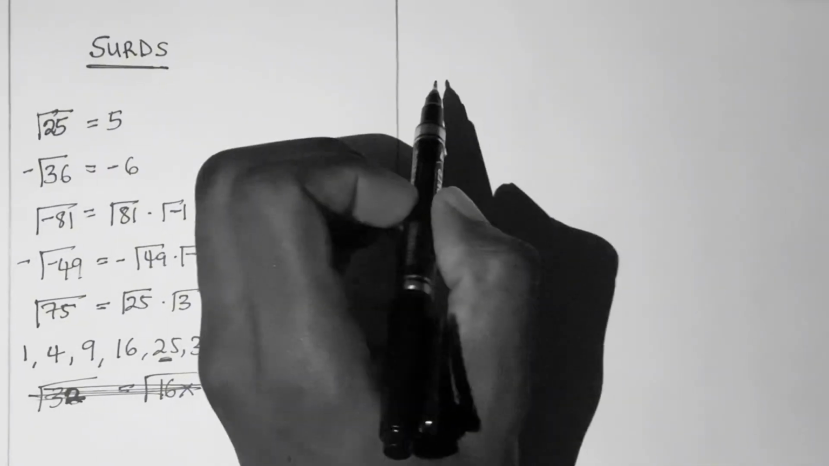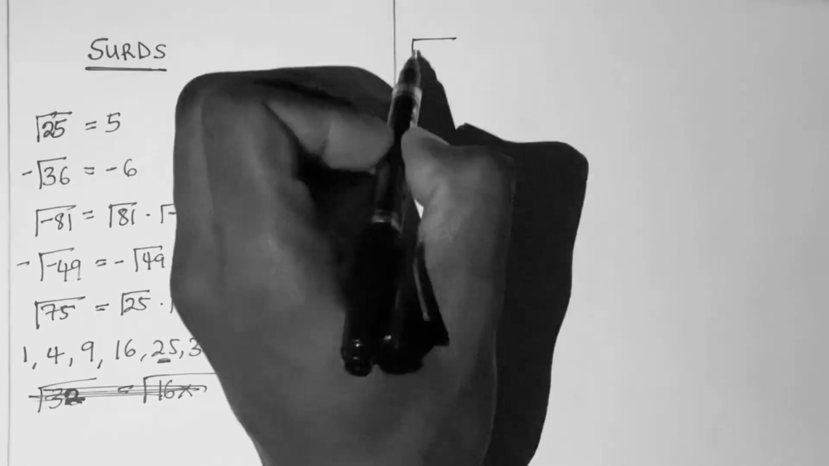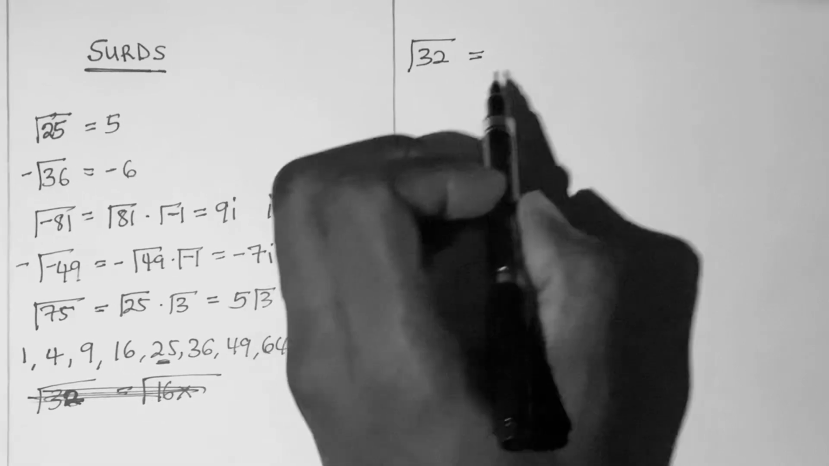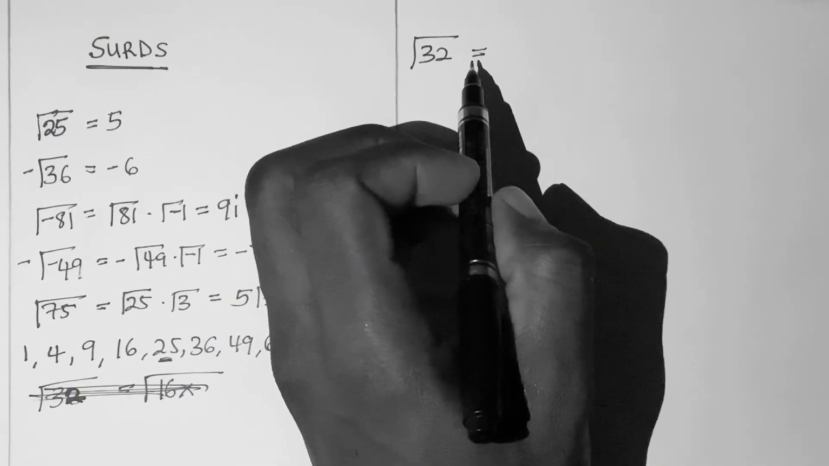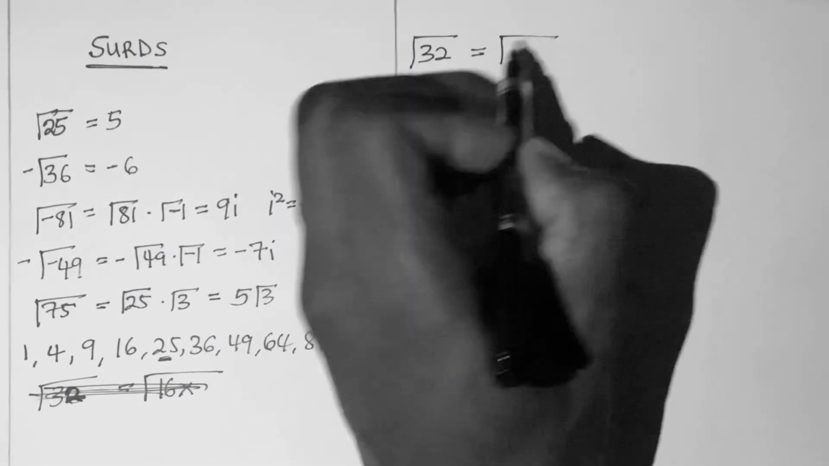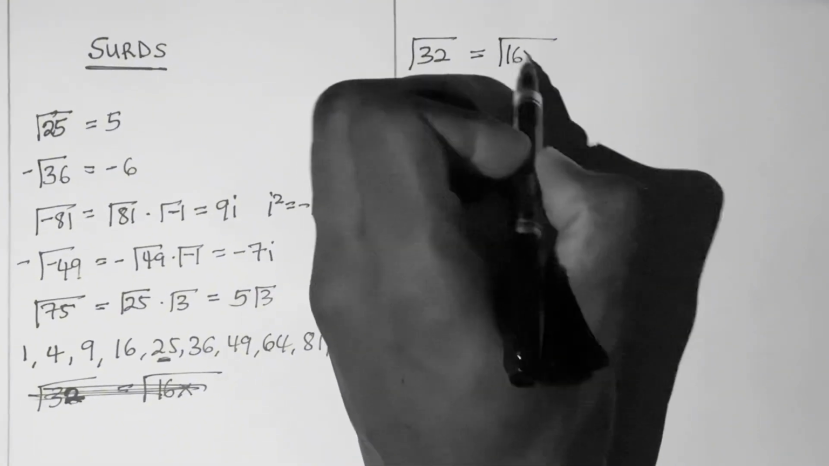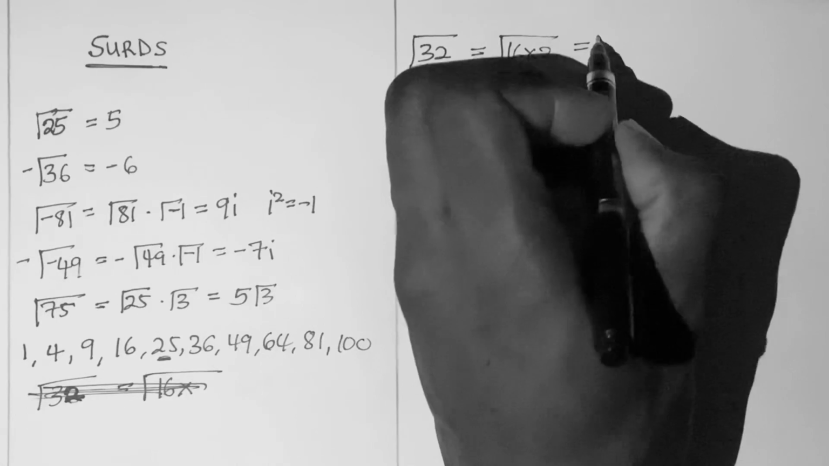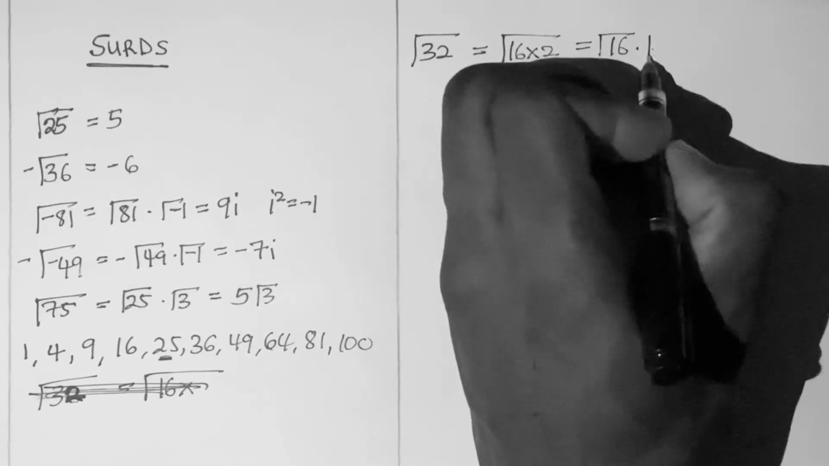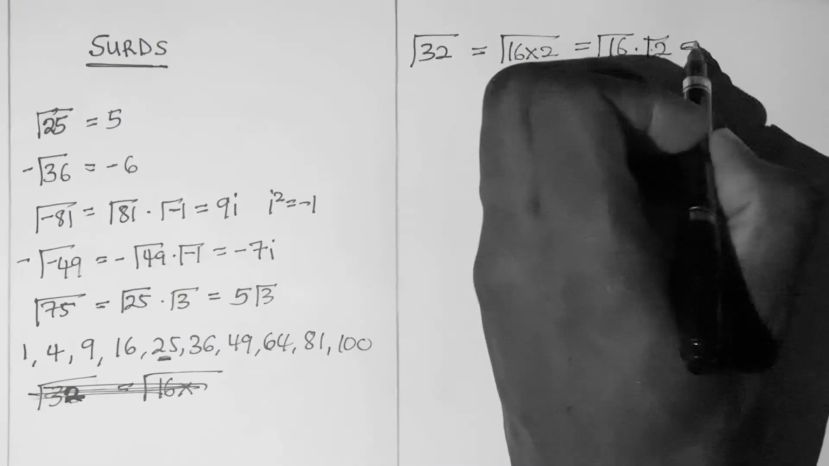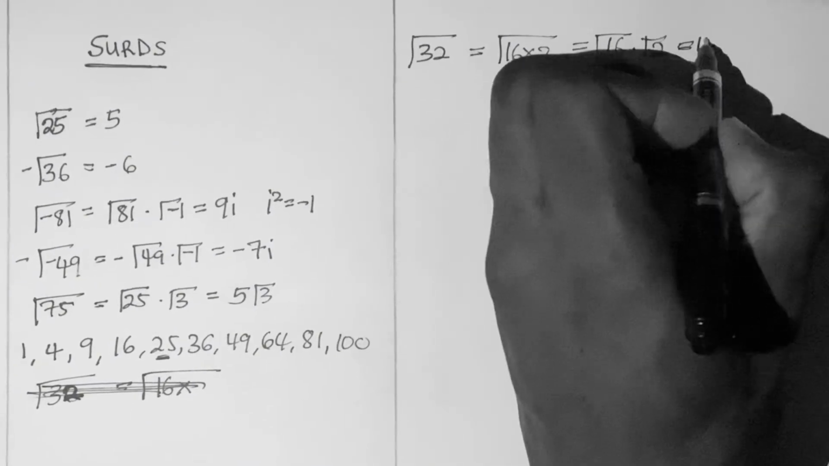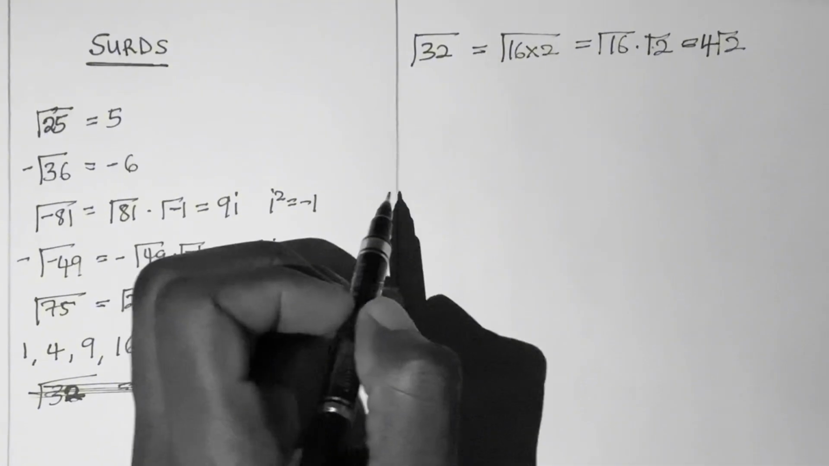So let's take some other examples. What is the square root of 32? You see that 16 times 2 is 32. So square root of 32 is equal to square root of 16 times 2, and then this is equal to square root of 16 times square root of 2. Square root of 16, 16 is a perfect square. It is 4. So this will give us 4 root 2.